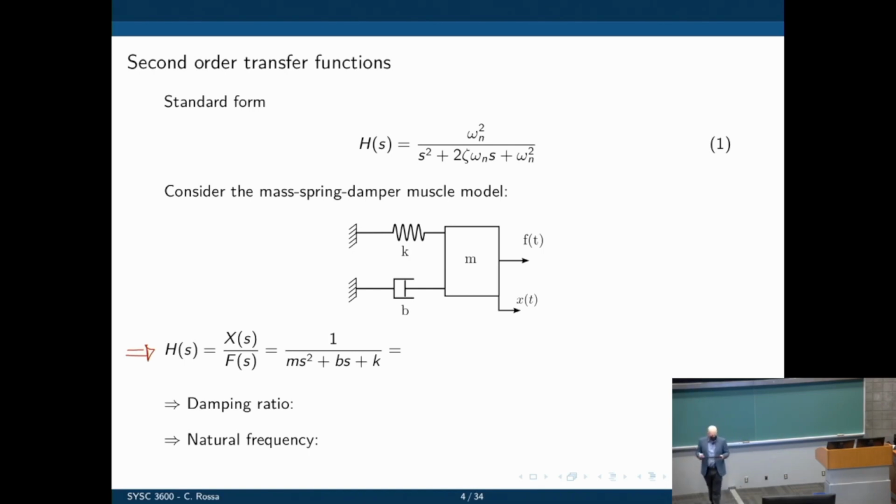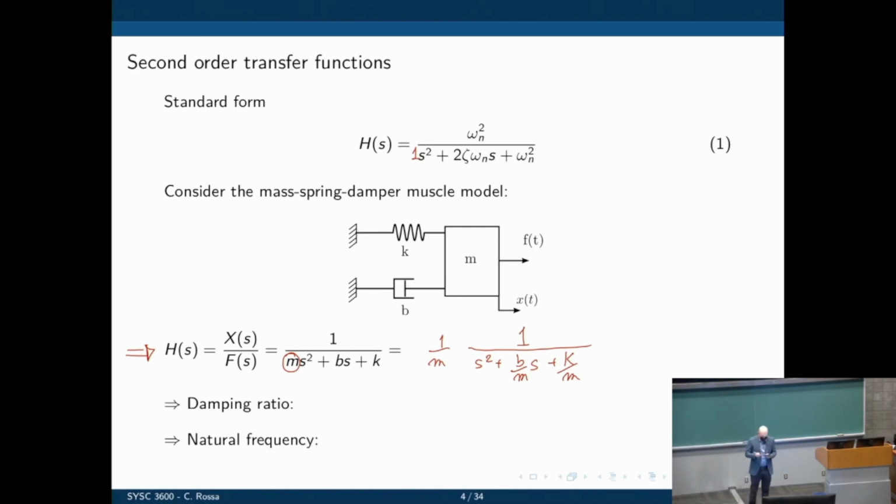Now, the first thing we need to notice here is that in the standard form, s squared is multiplied by 1, whereas our transfer function is multiplied by m. We need to get rid of that m first. We can just put m ahead of the function, so factor it out. And then you have s squared plus b over m s plus k over m.